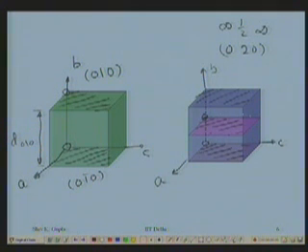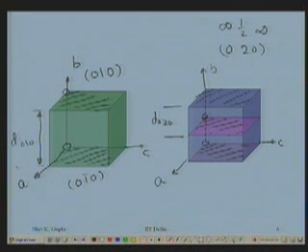Here I have an interleaving plane between the two 0 1 0 planes. The spacing between them, what I call D 020, is half of what is D 010. In other words, you can also say that a 010 set of planes is a subset of 020. But the only thing is that sometimes a 020 plane may not exist in a crystal, meaning there are no atoms physically lying on that.